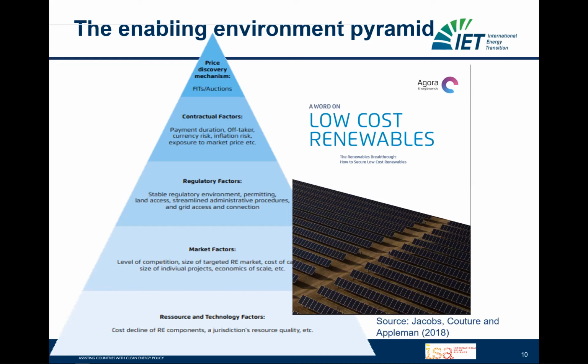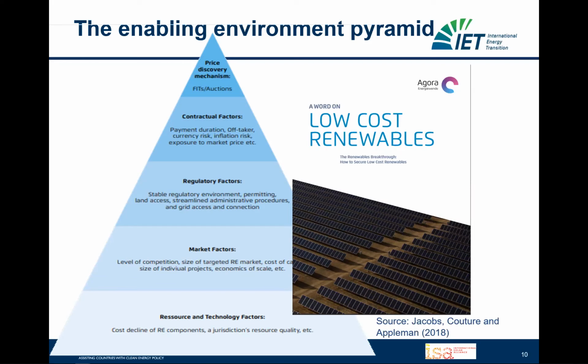Regulatory factors are rather straightforward: a stable regulatory environment, streamlined permitting procedures, streamlined grid access procedures, easy availability of land, etc. All of these will also help you to drive down the cost of solar PV in your country. And most important are contractual factors, which are usually built into standardized power purchase agreements. And here what you want to look at is longer payment durations, 15 to 25 years, establishing a creditworthy off-taker, mitigating currency risk and inflation risk, also mitigating exposure to market prices.